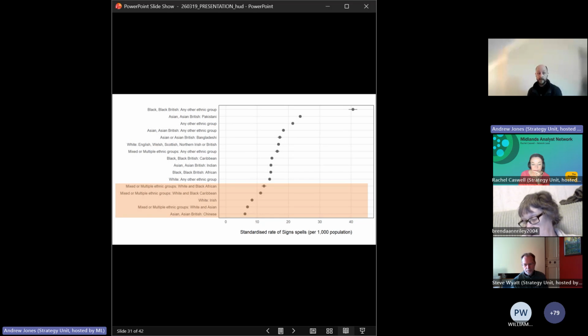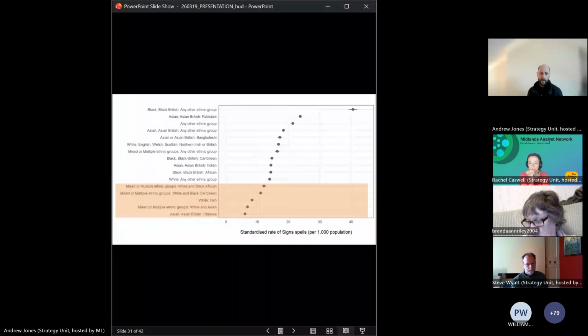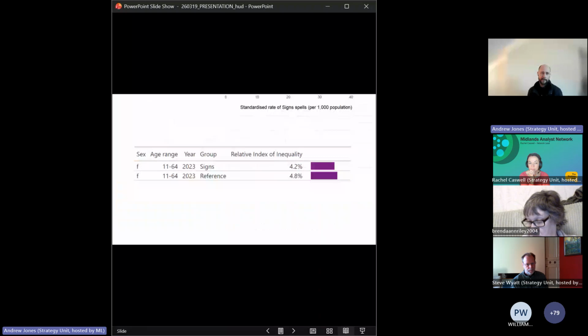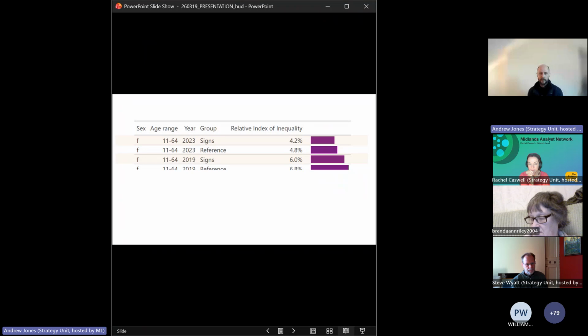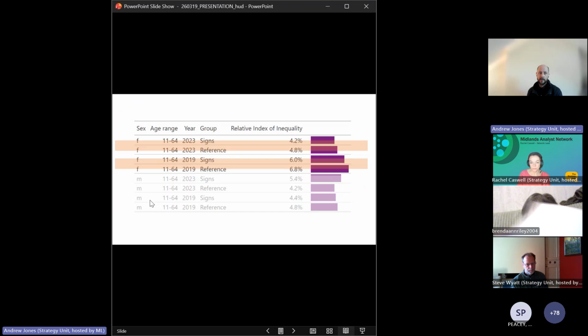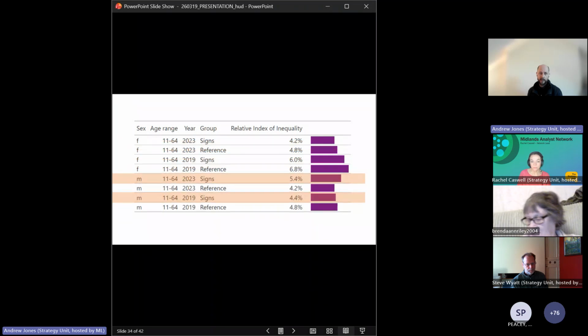And then we use measures based on the index of disparity to compare inequalities in these rates across patient groups and over time. That is, we also looked at the situation pre-COVID. And this suggested that in 2023, for females with signs diagnoses, the relative inequality across ethnic groups was slightly lower than it was in the reference group. And inequalities appear to have reduced since 2019. For males, the opposite was actually true. Relative inequality across ethnic groups was slightly higher than in the reference group and appears to have risen since 2019.